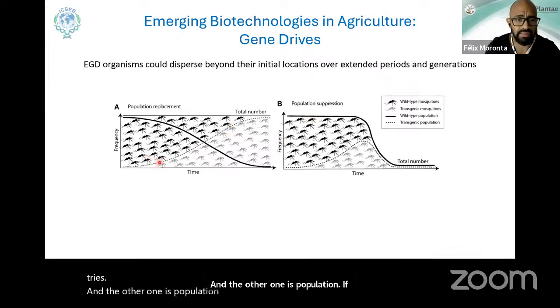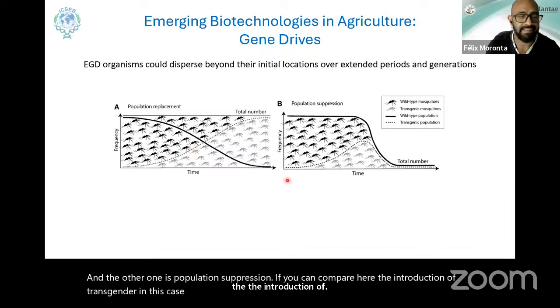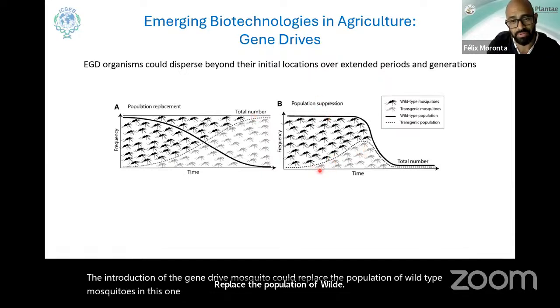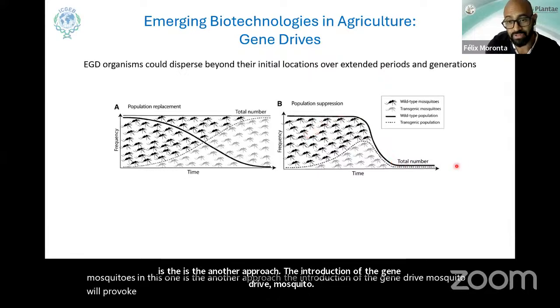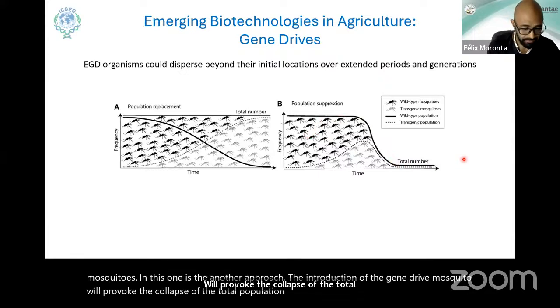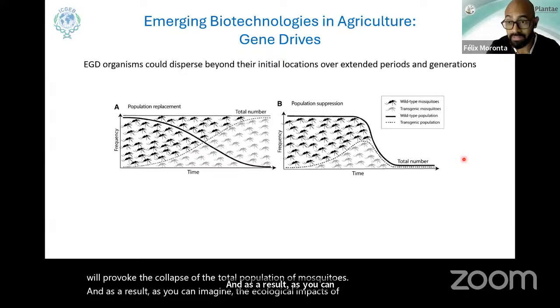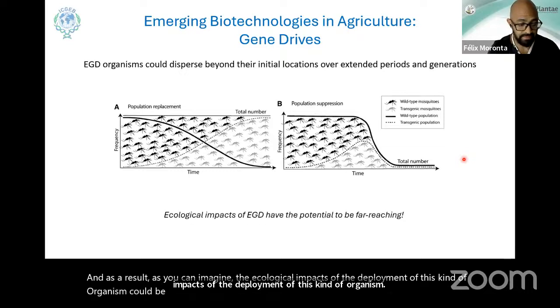You can compare here: in this case, the introduction of the gene drive mosquito could replace the population of wild type mosquitoes. This one is another approach: the introduction of the gene drive mosquito will provoke the collapse of the total population of mosquitoes. As a result, as you can imagine, the ecological impacts of the deployment of this kind of organism could be far reaching, of course.